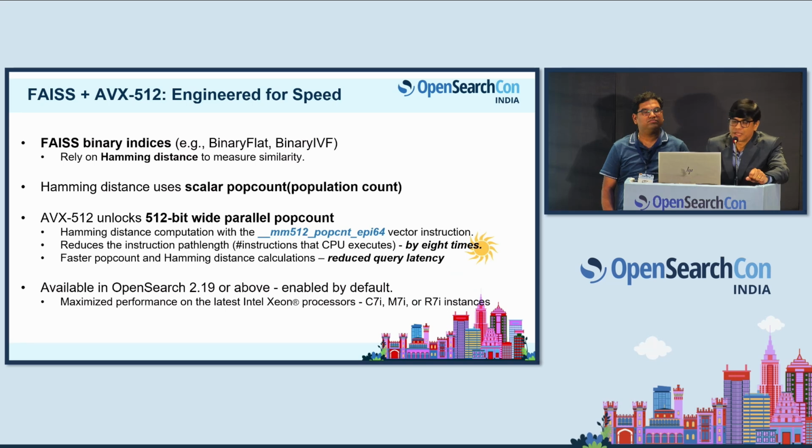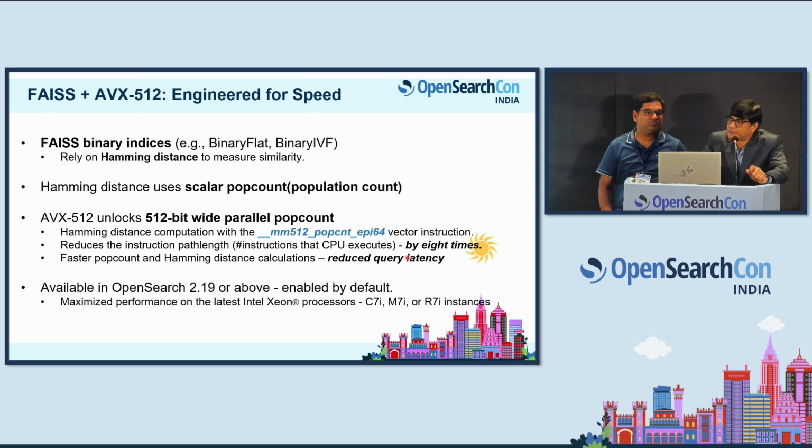How can we address this? I'm coming back to the earlier slide to make sure you understand how AVX-512 unlocks some parallelization, a parallel pop count. We have something called an intrinsic, which emits vector instructions through which you can calculate this Hamming distance in a vectorized way, and you can have better efficiency in terms of computation, and that computation is definitely way faster than the scalar one.